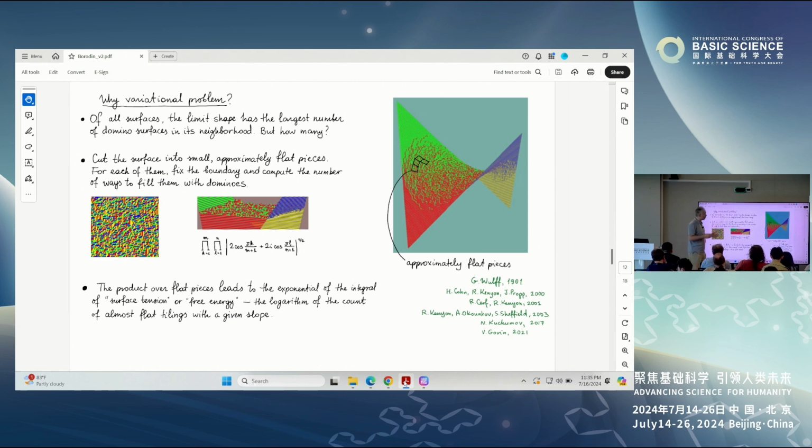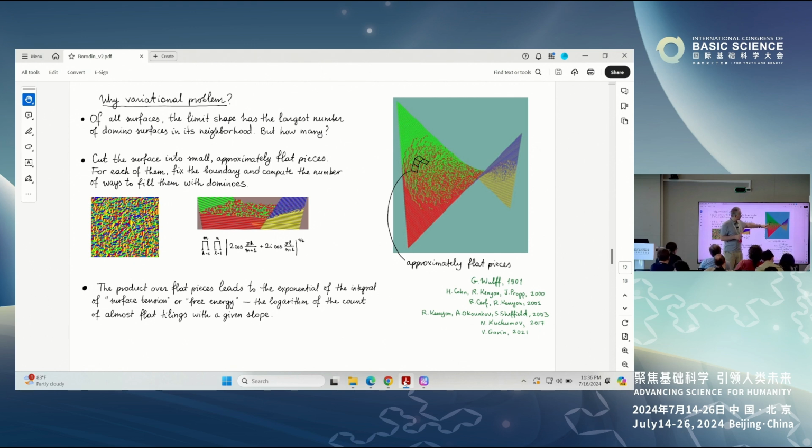So how do we count? Well, we take our surface, we cut it into pieces, which are much smaller than the surface, but much bigger than the lattice size. So these pieces of our surface are smooth enough. These pieces are going to be approximately flat. So let's fix our dimers or our height function on the boundary of these pieces.